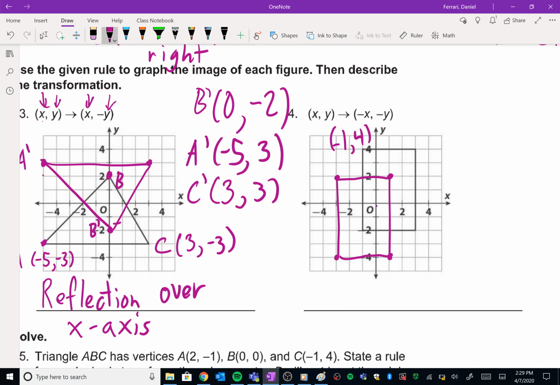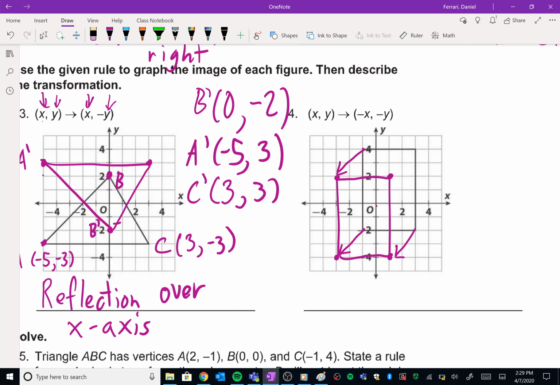Okay, so this problem, now what transformation we're doing here, we could actually probably answer this one in a few different ways, okay? And you might be wanting to say, this looks like a translation, Mr. Ferrari, because it looks like we're just sliding it 2 units down and 2 units left. And that is true. You could describe this transformation as a translation, as a slide, okay?